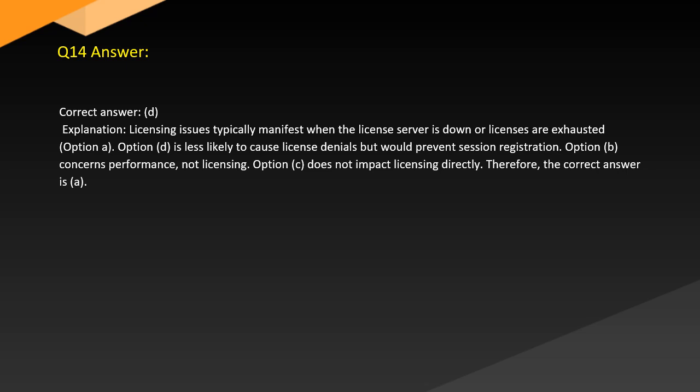Licensing issues typically manifest when the license server is down or licenses are exhausted. Option A. Option D is less likely to cause license denials but would prevent session registration. Option B concerns performance, not licensing. Option C does not impact licensing directly. Therefore, the correct answer is A.